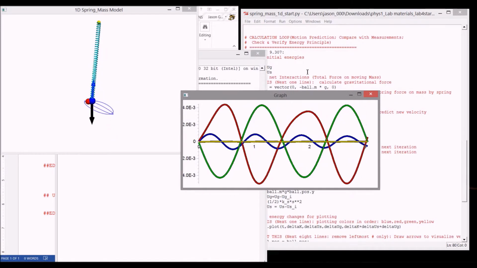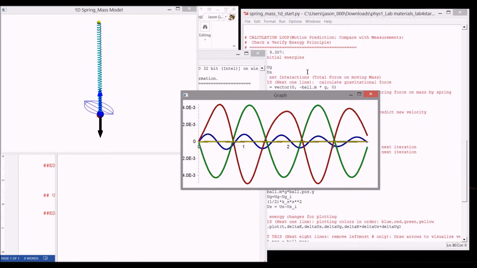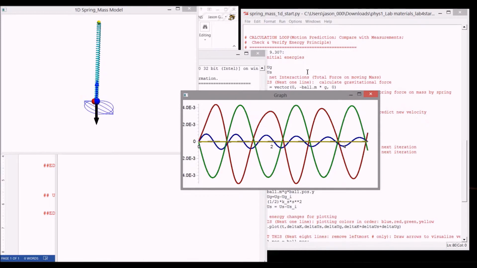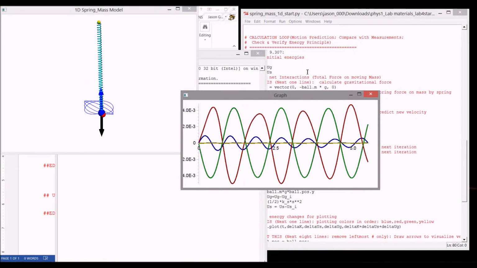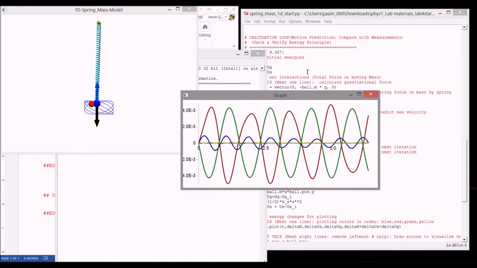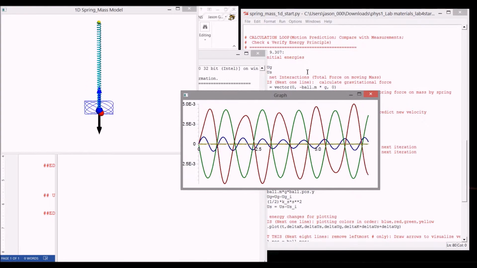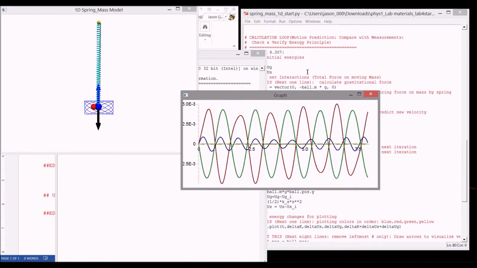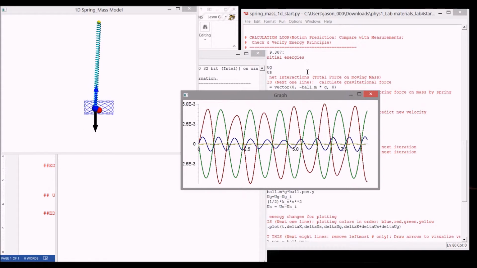Here, the x-axis is time, and the y-axis represents energy. The change in kinetic energy is the blue line, the change in spring potential energy is the red line, and the change in gravitational potential energy is the green line. The change in energy of the total system is the yellow line.